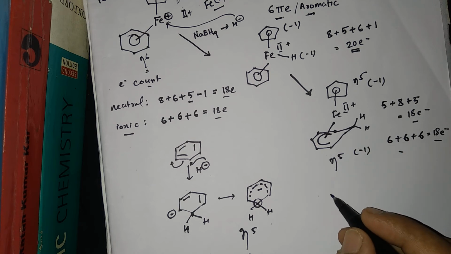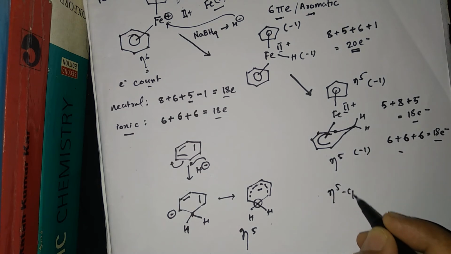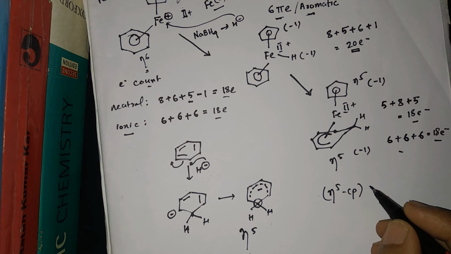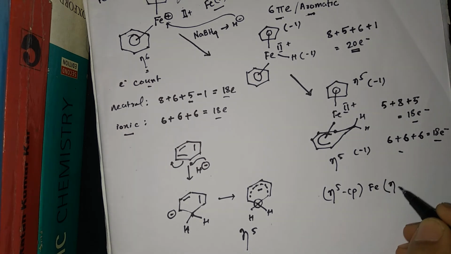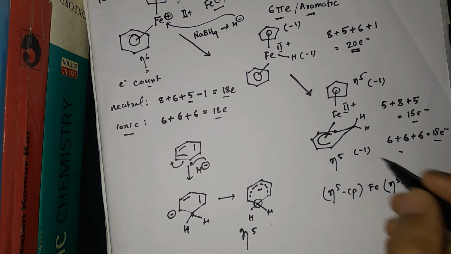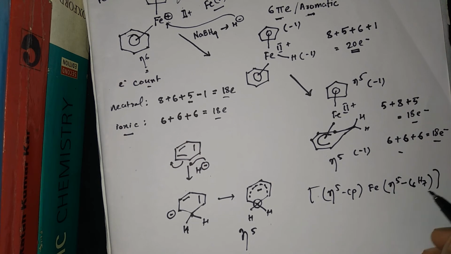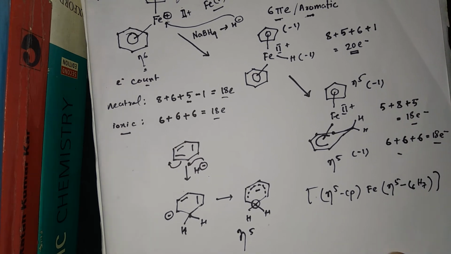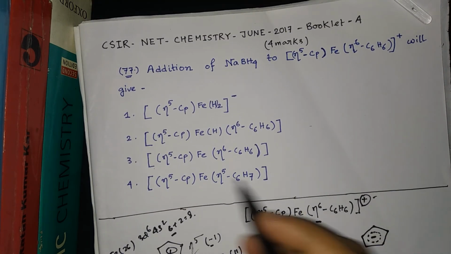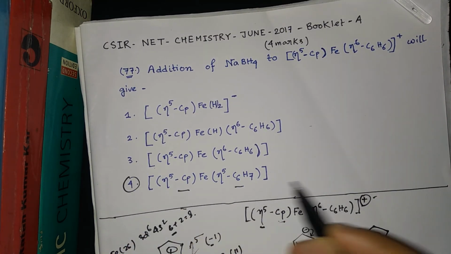So we can write it like this: eta-5 Cp Fe eta-5, this is C6H7. Okay. So this is the final answer. Now guys, if you see the options, option number 4 is the final answer.